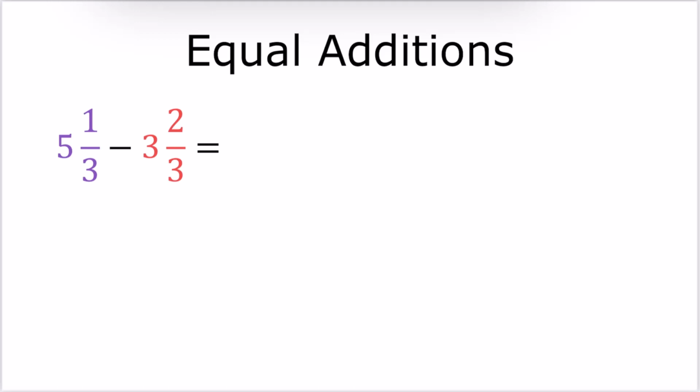So the way that the equal additions method works is you add the same amount to the amount you start with, as well as the amount that you're taking away. Because if you add extra stuff to the thing you start with, but then you take away extra stuff, it ends up balancing itself out and you end up with the same result.